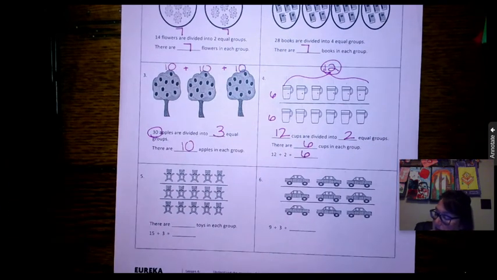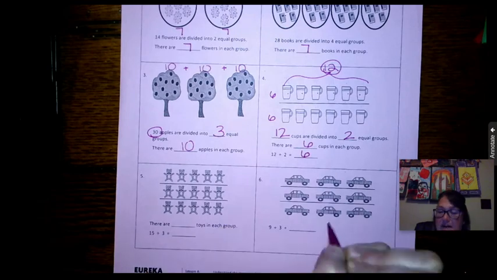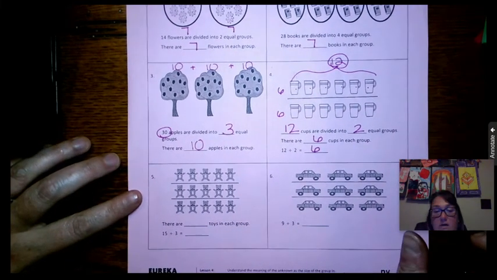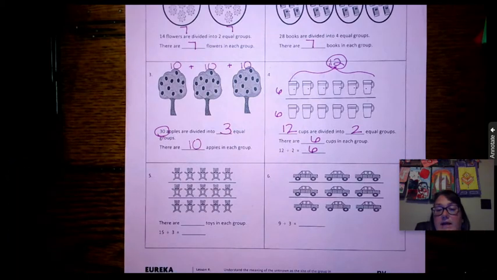All right. I want you to try to solve 5 and 6 on your own. So go ahead and pause the video, and then you can unpause it when you are ready to check your work.